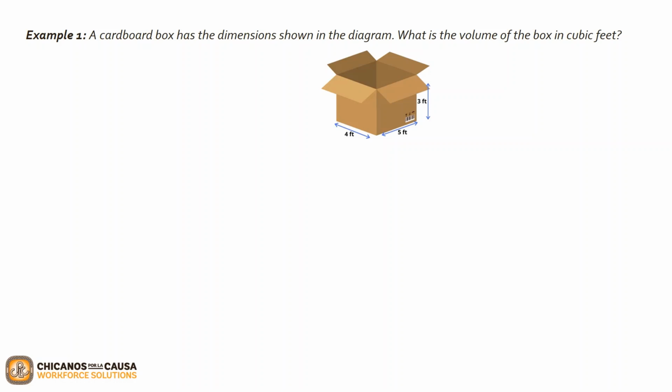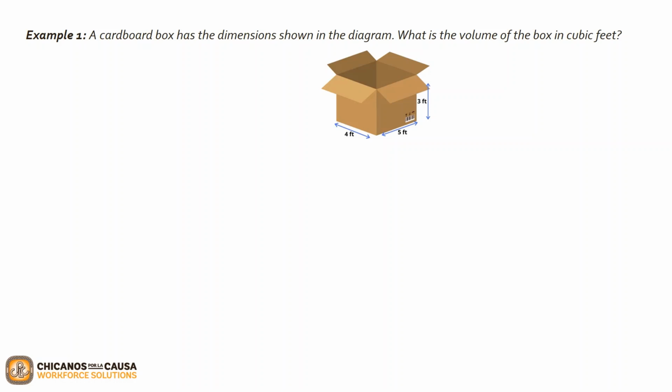So first off, we have to determine what kind of three-dimensional object this is. So we know that it's not a cube. We also know that it's not a cylinder. And definitely it's not a sphere. So we can determine that this object is a rectangular prism.